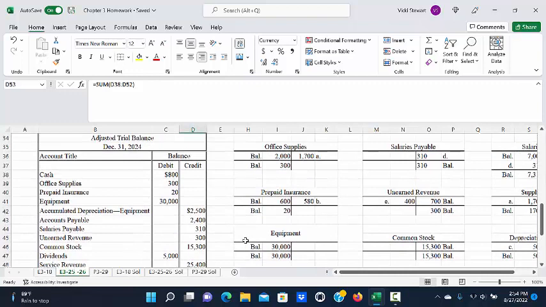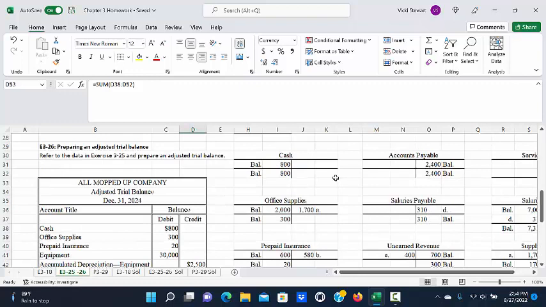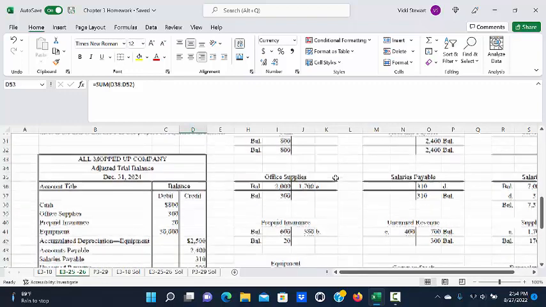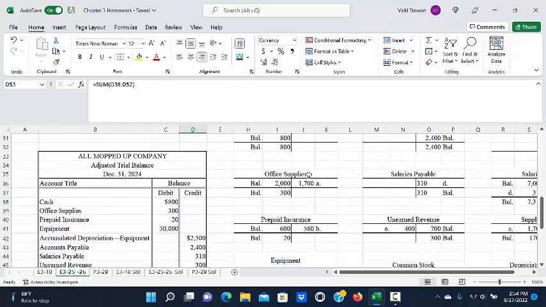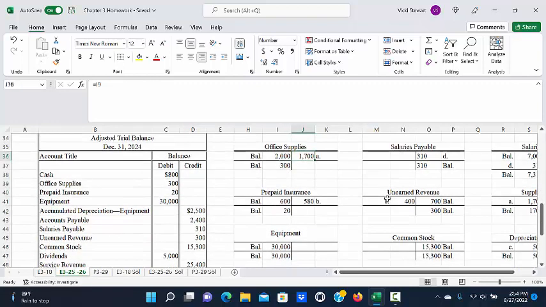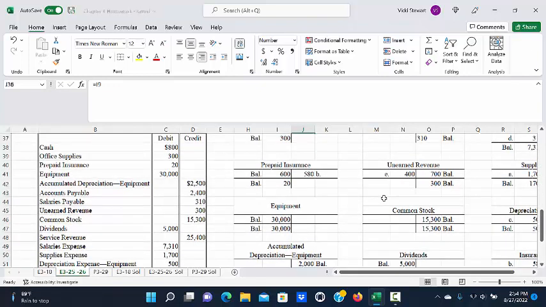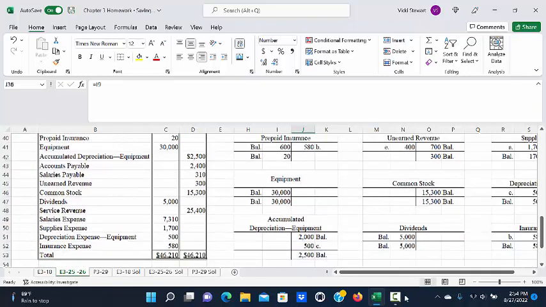$46,210. So that is how we check to make sure that, first of all, we knew our balances were okay from our unadjusted trial balance, but what we're trying to check is when we did our adjusting entries, did we post those correctly? And that is the conclusion of the demonstration for exercises 325 and 326.